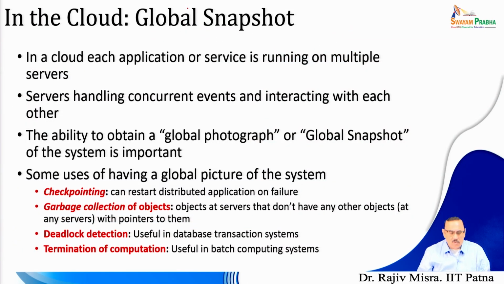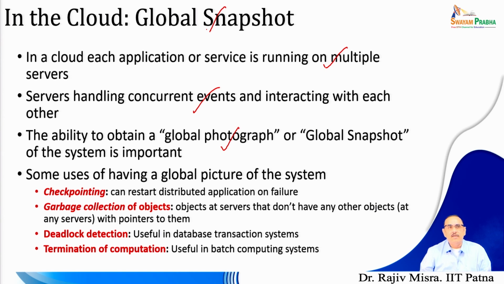Now, let us see the global snapshot in the cloud. What do we mean by the global snapshot in a cloud system? In a cloud, each application or service is running on multiple servers. That means one application requires several servers to run, or several machines are running different servers and different applications. Servers handle concurrent events and interact with each other, and the ability to obtain a global snapshot of a system is sometimes important, even in the cloud or in an edge system.